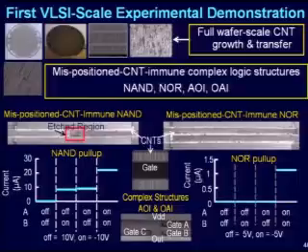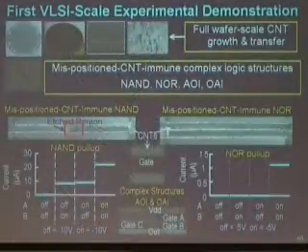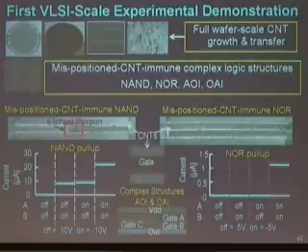I'm not saying we solved the problem, but we actually had the first VLSI scale demonstration this June at the VLSI Symposium, where we could do full wafer scale growth of carbon nanotubes. And we were growing them on quartz because they have better alignment behavior on quartz. But no one wants to use quartz for doing circuits. So we can use a sticker technique to pull the carbon nanotubes out of quartz and put them on silicon.